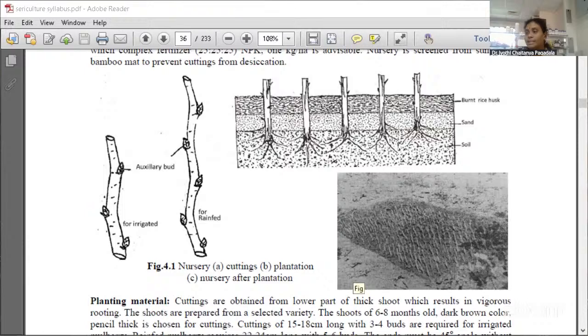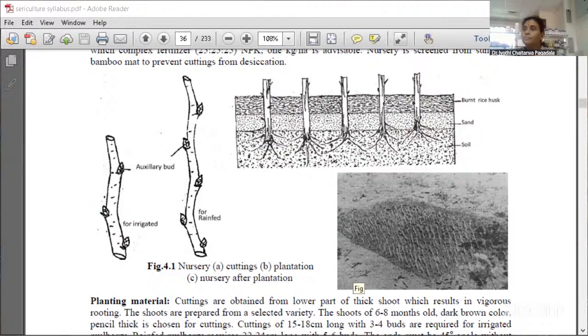Nursery saplings are supplied with fertilizer after 5 to 6 weeks, for which a complex fertilizer with an NPK ratio, nitrogen, phosphorus and potassium, should be 25, 25 and 25. That means an equal 1:1:1 ratio per hectare. That is the advisable concentration of the complex fertilizer NPK. The nursery is screened from the sun with a bamboo mat to prevent the cuttings from desiccation.